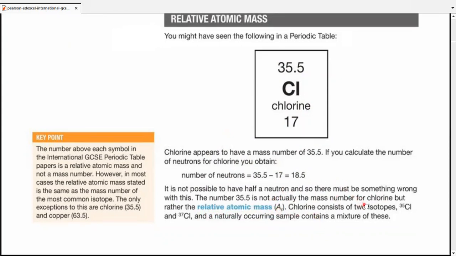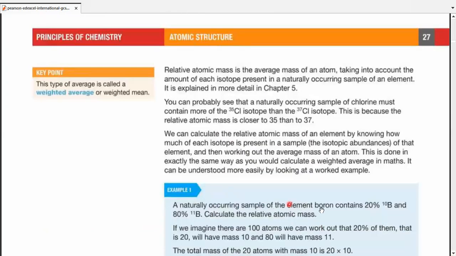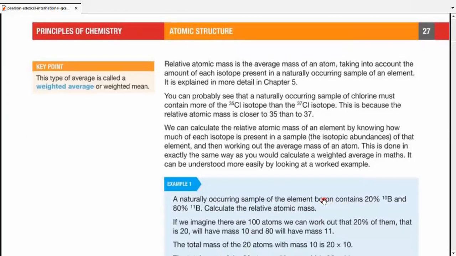Now, how do we come up with this? In order to explain that, there is something you need to know. Chlorine consists of two isotopes, Cl-35 and Cl-37. A naturally occurring sample contains a mixture of these, and this mixture contains them in different abundance. Now, relative atomic mass is the average mass of an atom, taking into account the amount of each isotope present in a naturally occurring sample of the element.